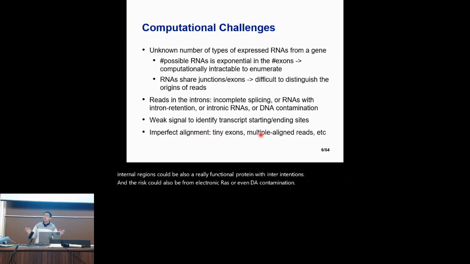Third, to accurately assemble a full-length transcript, we have to identify the starting and ending sites, and also the internal junctions. But the signals for the starting and ending sites are often quite weak because they are easily mixed with either intronic or intergenic reads. And last but not least, some exons are tiny, only a few base pairs, which makes them very challenging to align correctly to the reference genome. Also, we have homologous genes, and therefore many reads are multiply aligned. So all those factors make transcript assembly a very challenging computational problem.